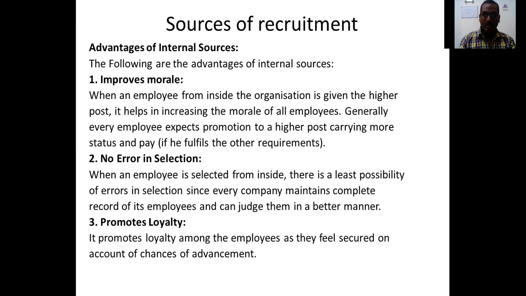When an employee is selected from inside, there is the least possibility of error in selection, since every company maintains a complete record of its employees and can judge them in a better manner. If the company is recruiting internally, it is very unlikely to select the wrong person for the wrong job. They will more likely select the right person, because they know the potential and caliber of the person, as they have all the records in the HR department. After scrutinizing everything, only then do they recruit. So there is less chance of error in selecting a wrong person.